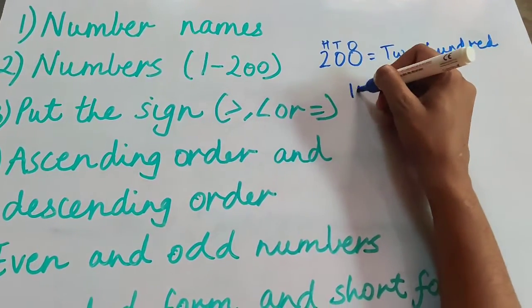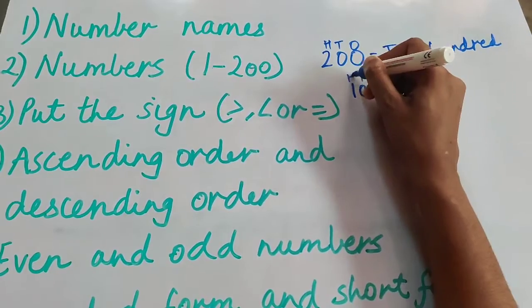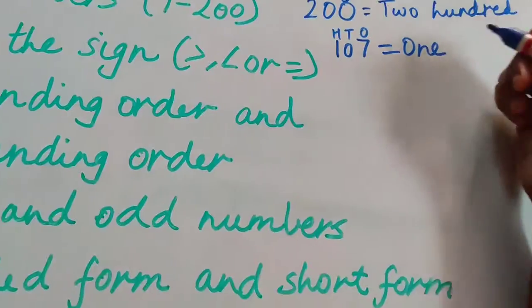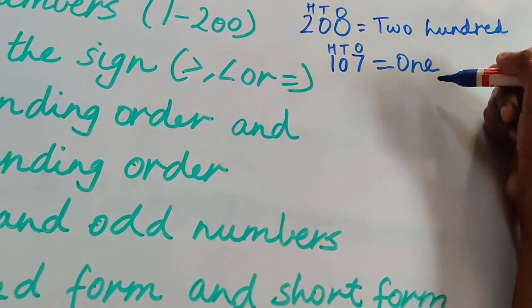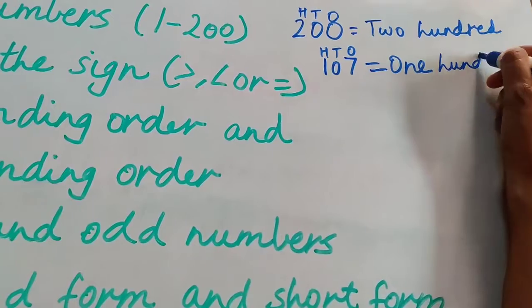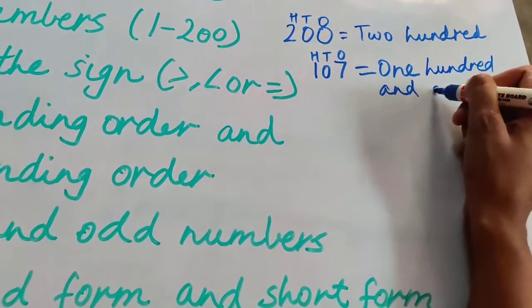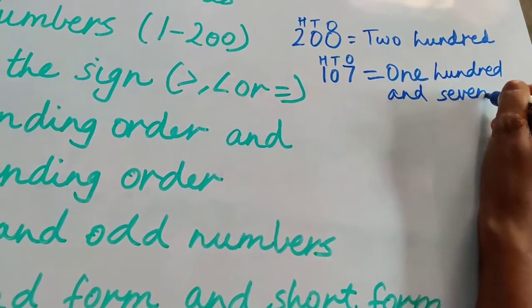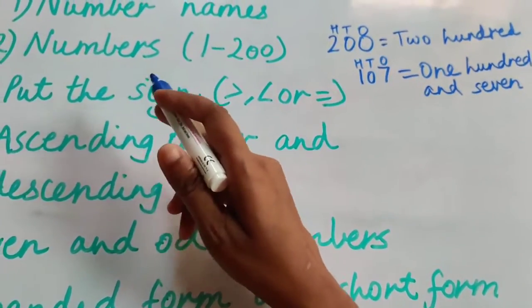Now second, if I take a number, we will write ones, tens and hundreds over it, and then we'll start writing the number name for it. Okay, so 100, right, and 7, right? It is done. Now second is our numbers.